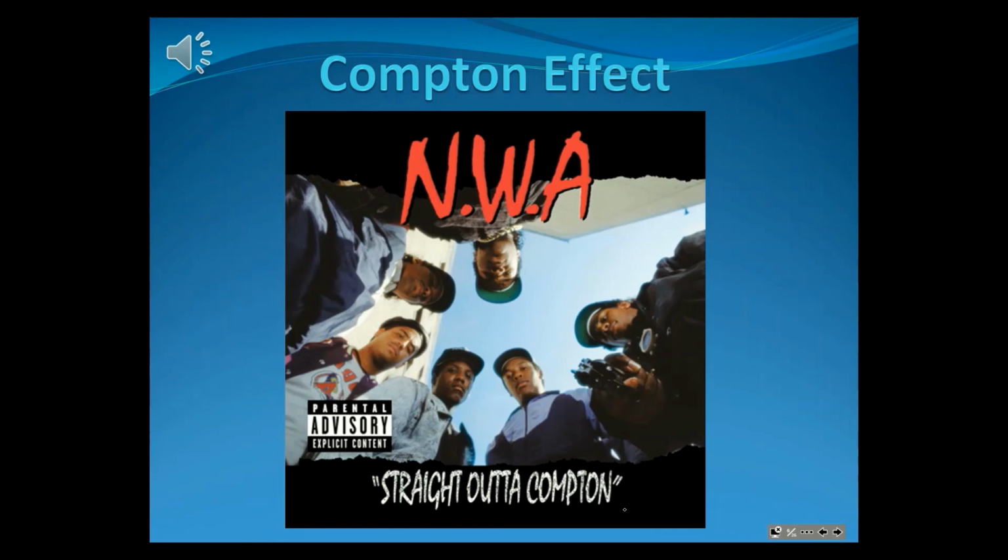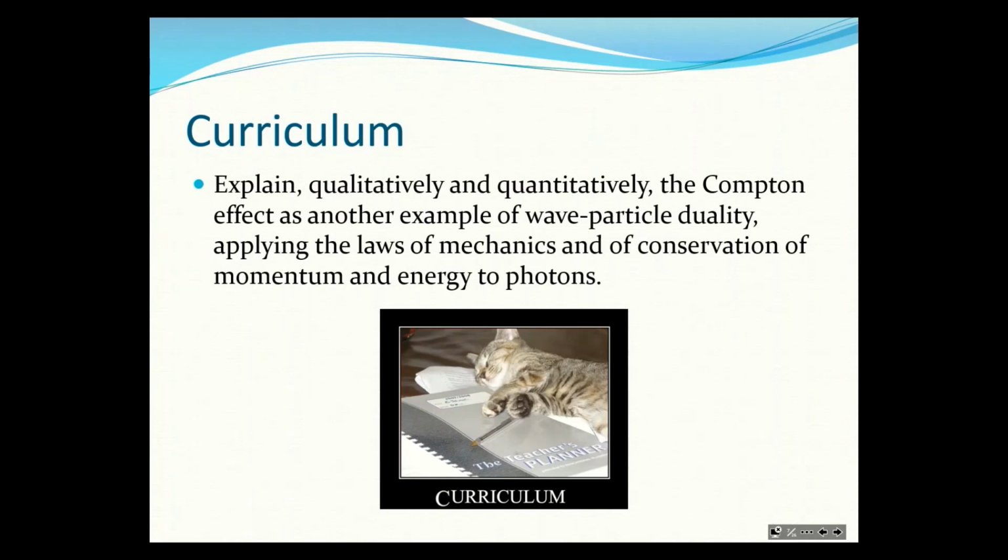hood of this lesson. Okay, anyways, so explain qualitatively and quantitatively the quantum effect as another example of wave-particle duality, apply laws of mechanics and conservation of momentum and energy to the photons. So we're going to use physics principle number 4 and physics principle number 5 to do these questions. And I'm going to break this into 2 lessons just because it's a longer lesson. And from your feedback, you said you didn't want longer lessons, so I will break it into 2 for you.